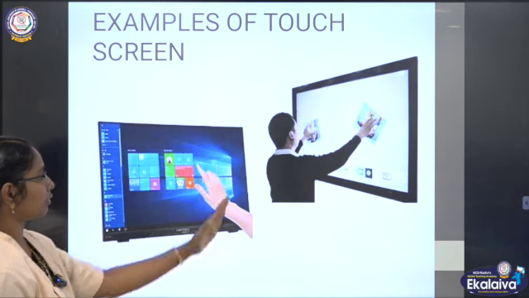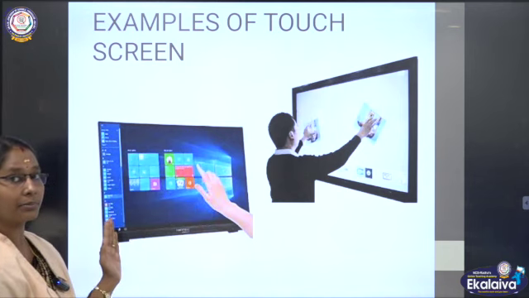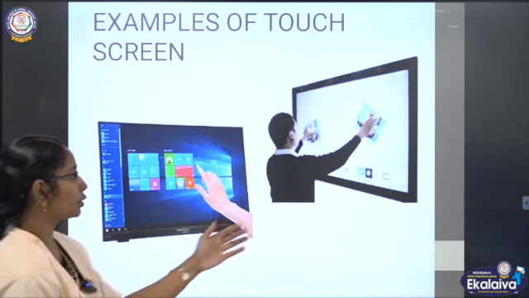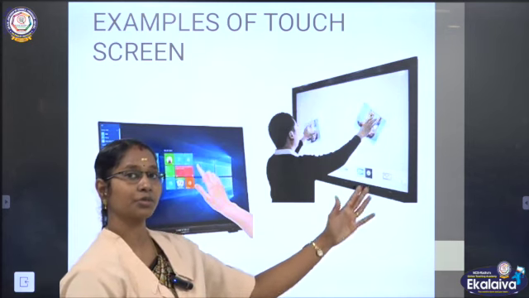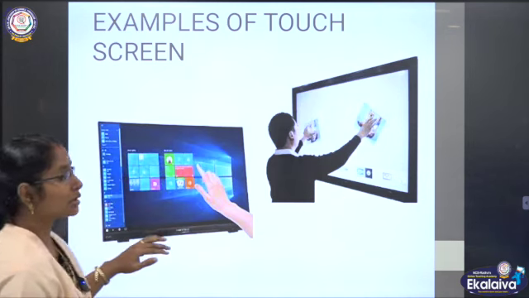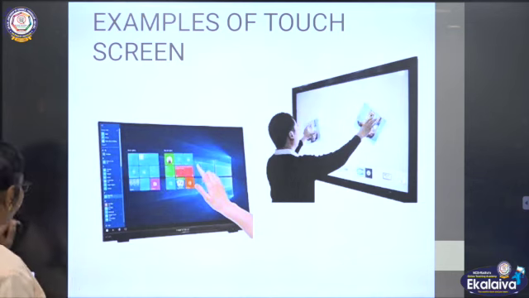So these are the examples of touch screen. Here on your desktop computer or PC, tablet, we can use it. So here for presentation I am using it, right? This is the best example of touch screen.